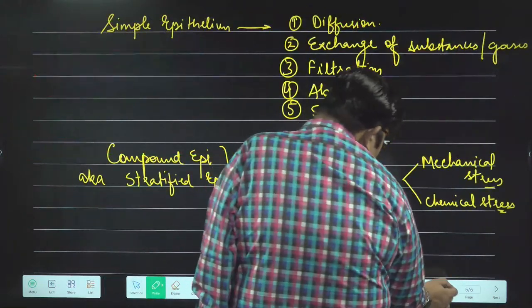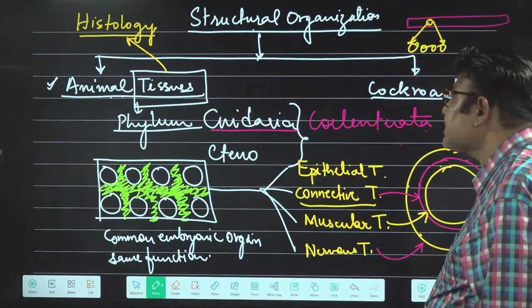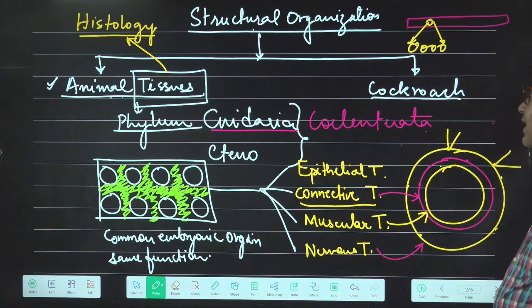Let me just quickly revise all that we have done today. Histology is what we started in structural organization in animals. Animal tissue and cockroach are the two parts. So part one, part two assignment is going to be shared with you very soon. The moment I reach home at lunchtime, I will share it from my system.